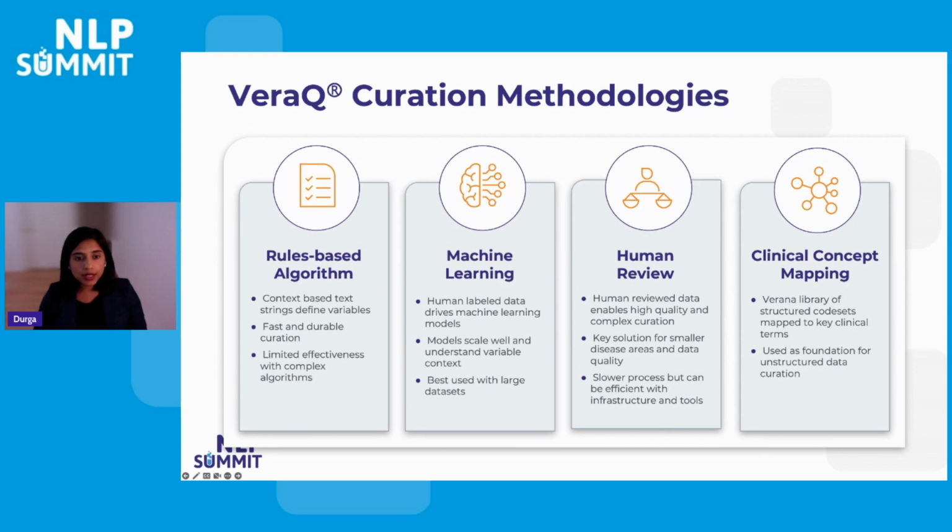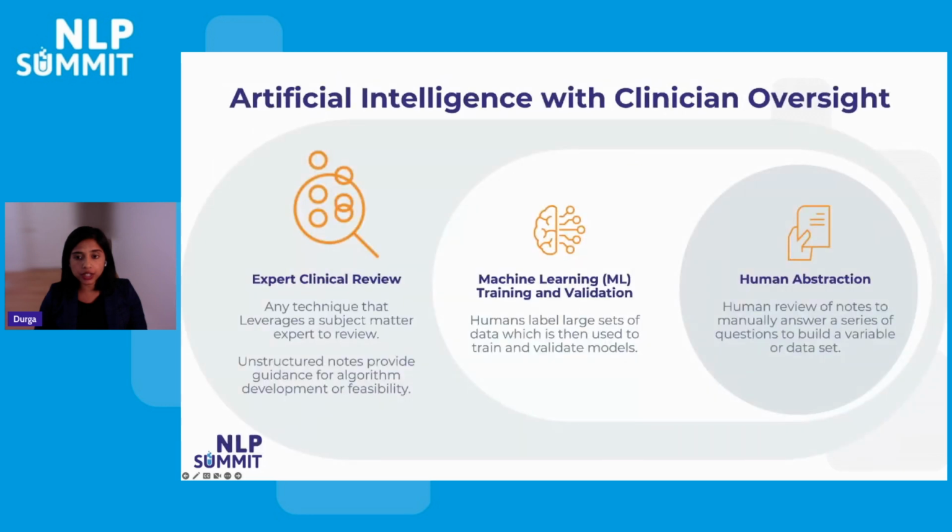Human reviewed data enables high quality and complex curation, and it's a key solution for smaller disease areas and data quality. So depending on the disease we're looking at, this may be very necessary, even though it's a slower process. It can often be efficient though with the right infrastructure and tools, which we've worked to build. And then there's also the opportunity to map clinical concepts. So we've created a library of structured code sets that are mapped to key clinical terms. And we often use this as a foundation for unstructured data curation.